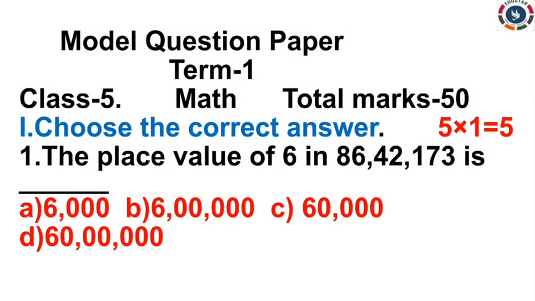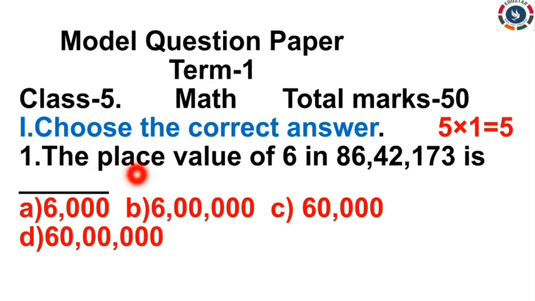This is a model question paper for you. Term 1, Math. Total marks 50. The time duration is 2 hours. So Roman numeral 1, choose the correct answer. Here 5 questions are given. Each question carries 1 mark. So 5 into 1, 5.